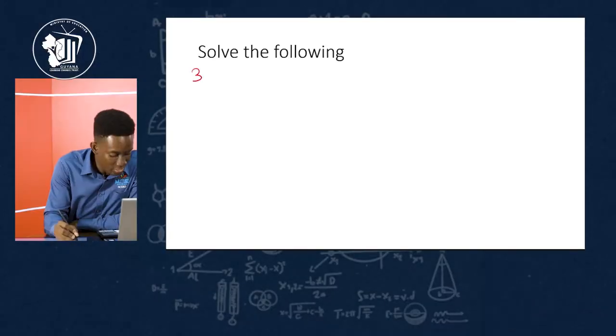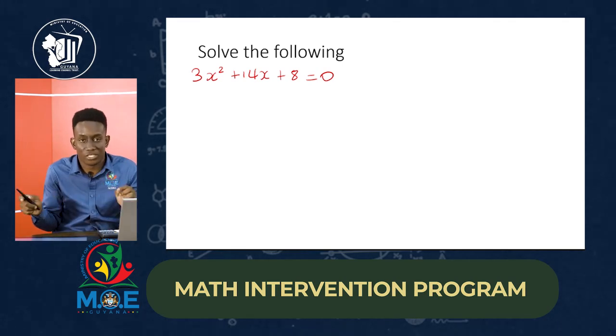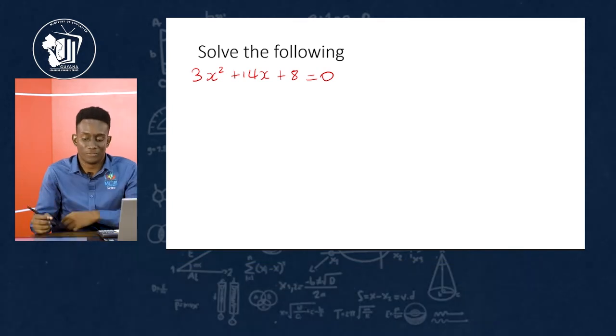So let's look at another example, a final example to solidify our understanding. So let's say we have 3x to the second power plus 14x plus 8 is equal to 0. And we want to solve this quadratic equation. So of course we are factorizing first and then we are solving.